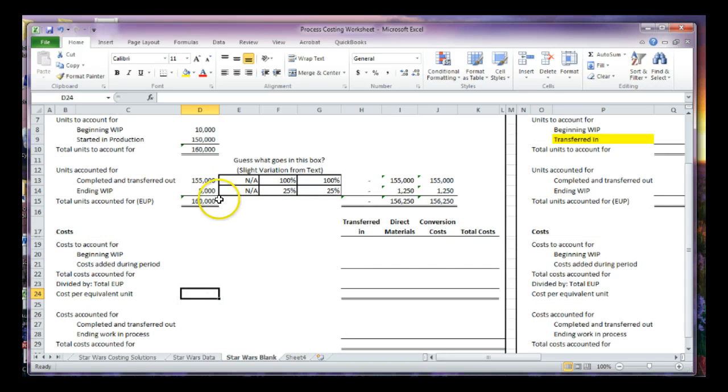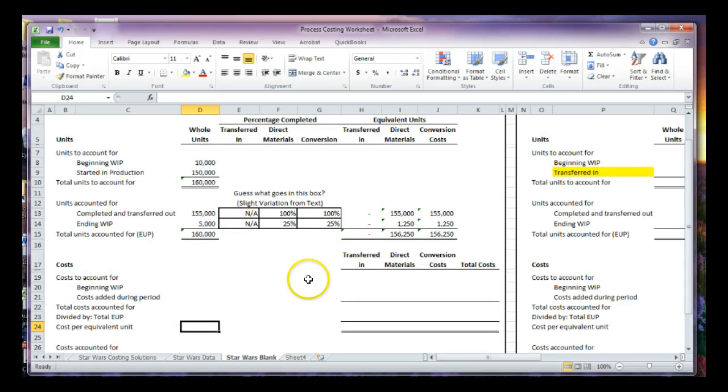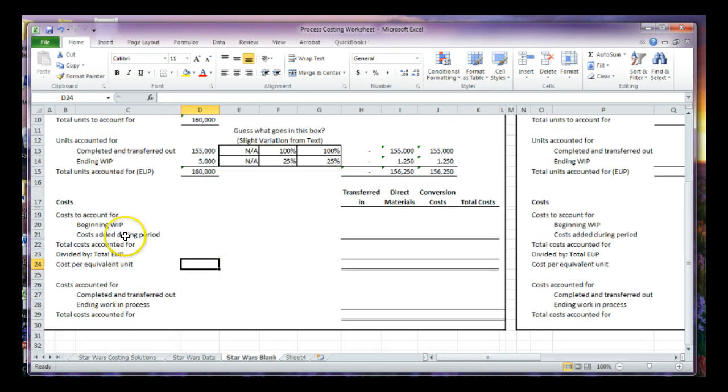All right, notice there's a lot of blank space. That's good. Isn't that a Taylor Swift song? I don't know.